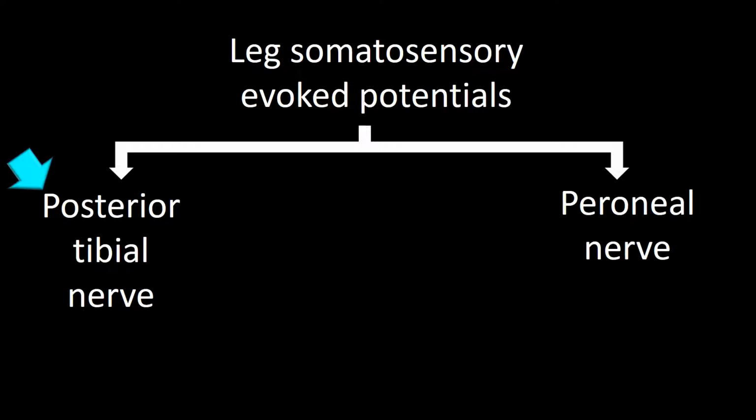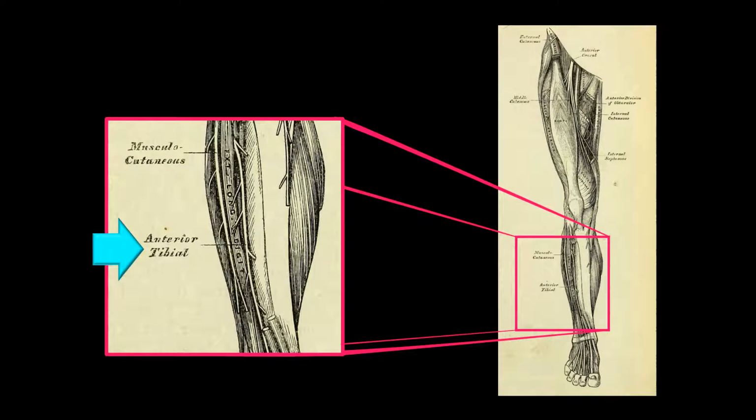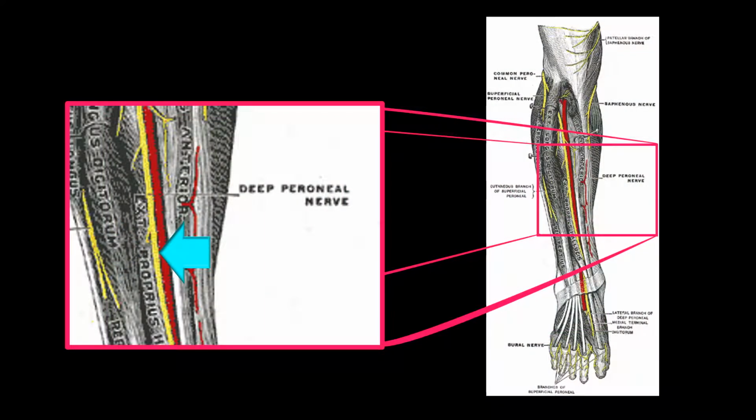The term posterior tibial nerve somatosensory evoked potential requires some explanation. You would expect that if there is a nerve called posterior tibial nerve, that somewhere there would be another nerve called anterior tibial nerve. Well, that is not the case presently. But as you can see in this frame, in the past there was. But the name has been changed, and the new name is deep peroneal nerve.